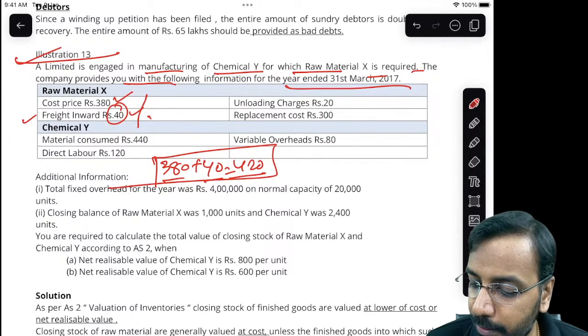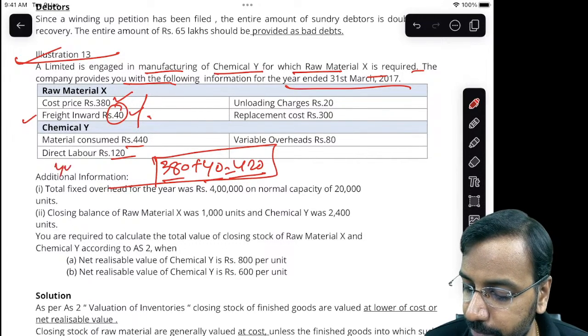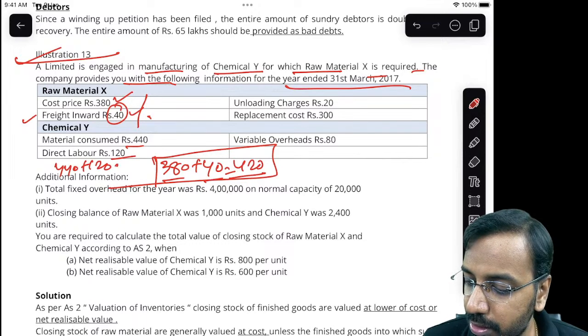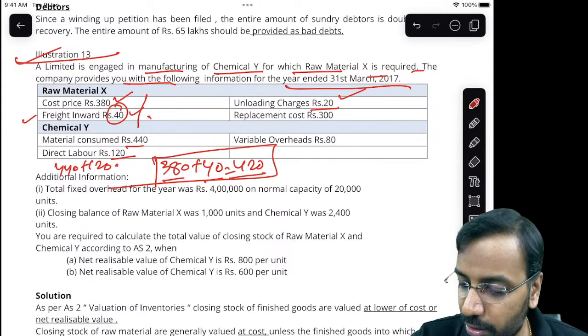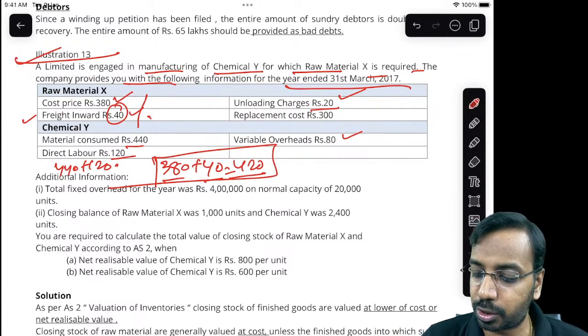Y: 440 plus 120, material consumed and labor. 440 plus 120 is for this. You also have unloading charges 20. So that also needs to be added. Variable overhead also needs to be added.